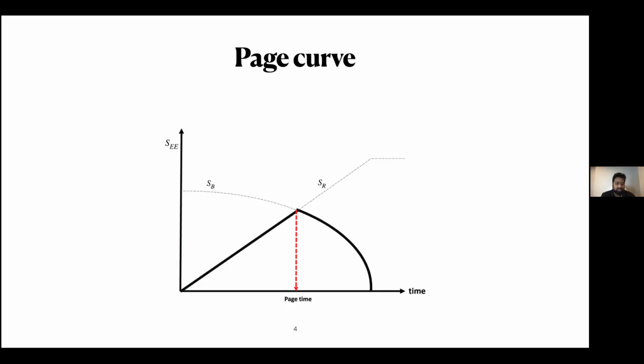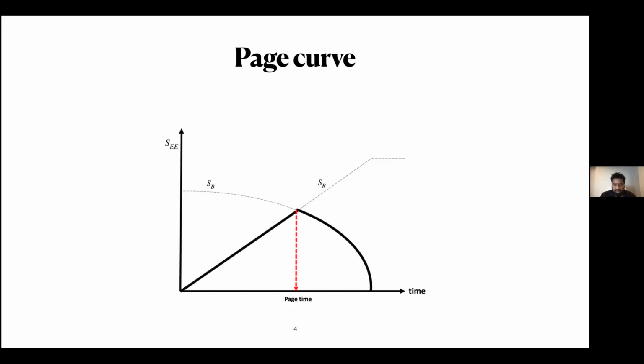And he argued that the Hawking entropy suggests, or information loss suggests, that this entropy continues to grow until the black hole completely evaporates. But if unitarity has to be true, then the curve should turn down at some point. And the characteristic time scale at which this curve turns down is associated with the lifetime of the black hole, or sometimes called the Page time.